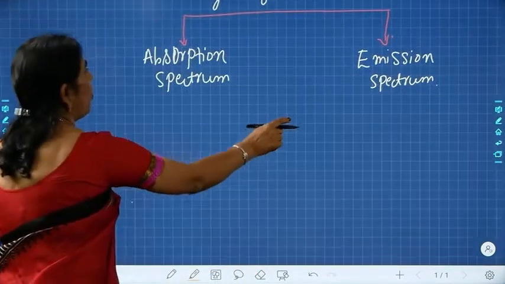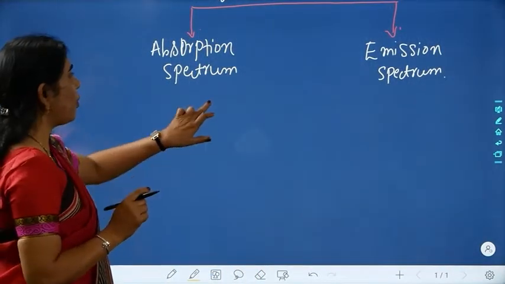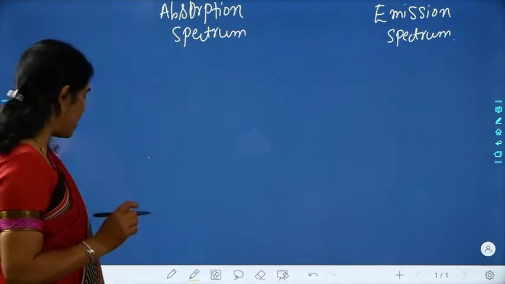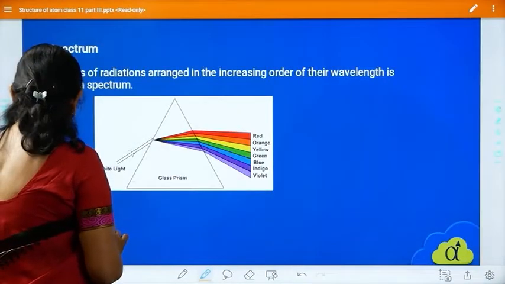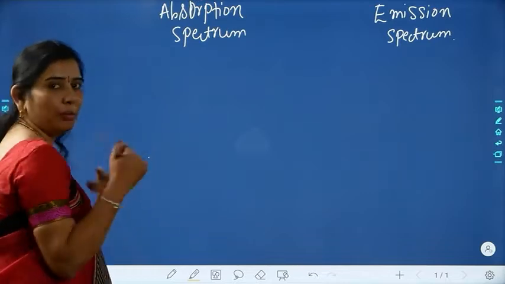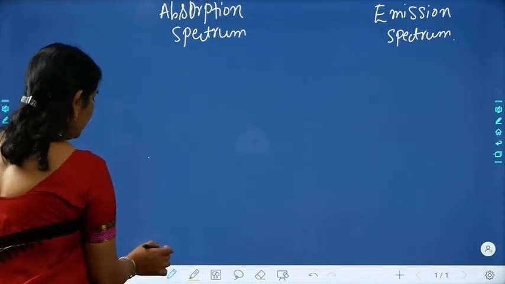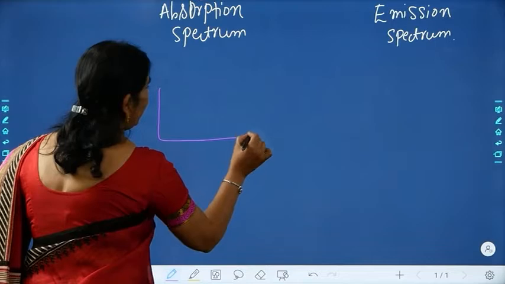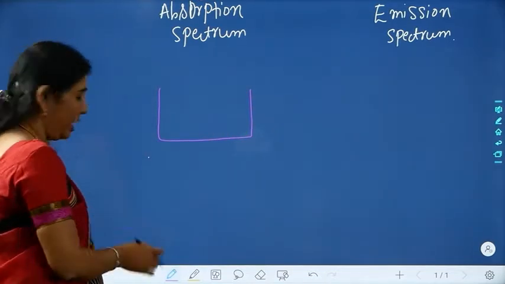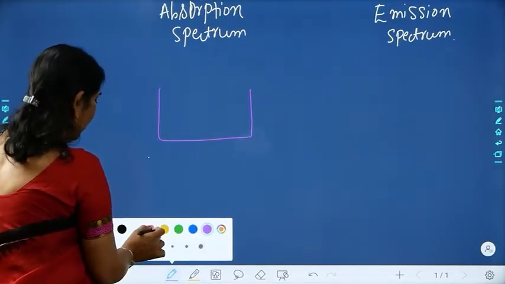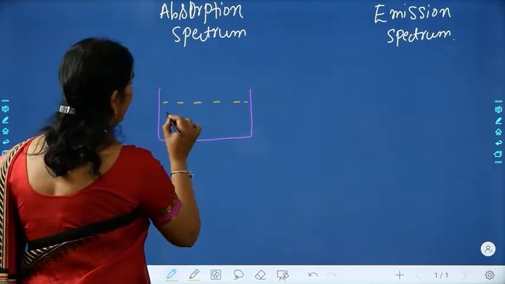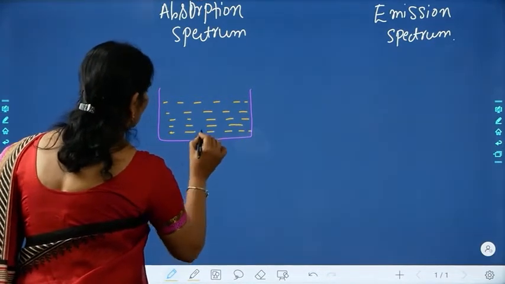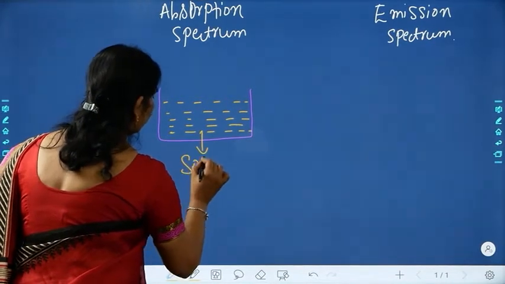So now, what do you mean by absorption spectrum? Now, let me take up this absorption spectrum. See, for that, I am going to take up some examples. With an example, I am going to explain. Students, please consider this as a container. Okay, this is a container. Now, in this container, I am taking a liquid. So, this is a solution, like that you assume. So, this is the solution.